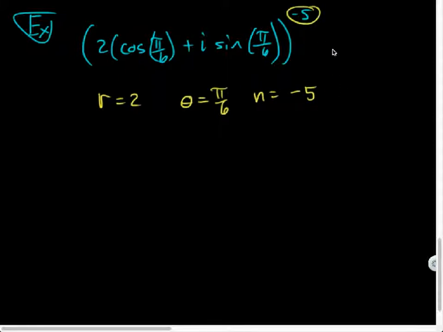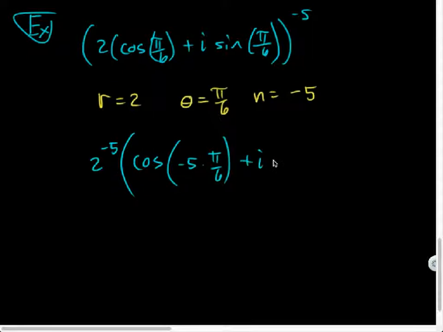Negative 5. So, oddly enough, this will work with negative exponents. Isn't that special? So I'll have 2 to the negative 5th power multiplied by cosine of -5 times pi over 6 plus I times the sine of -5 pi over 6.